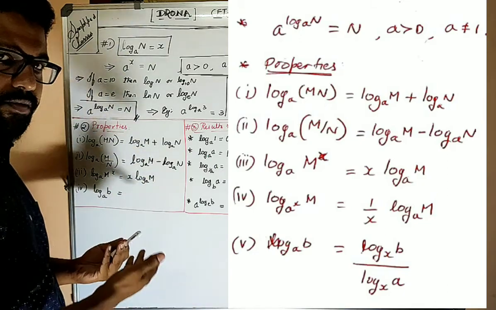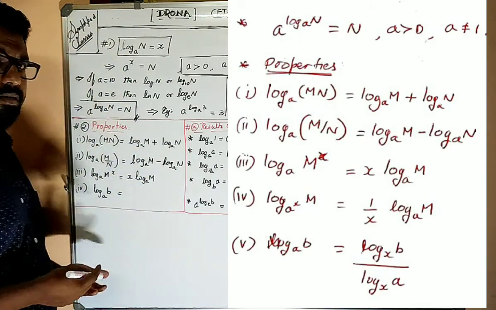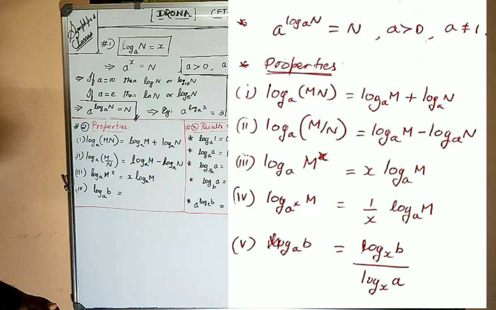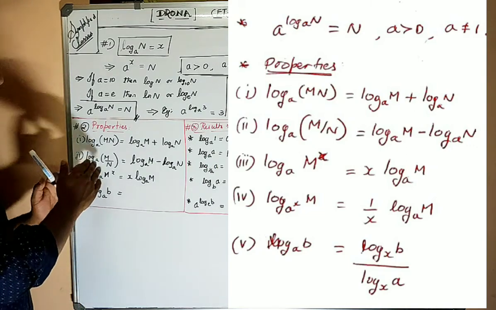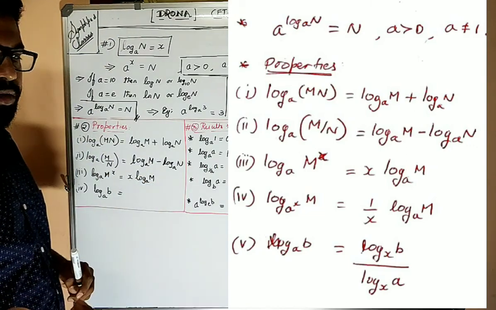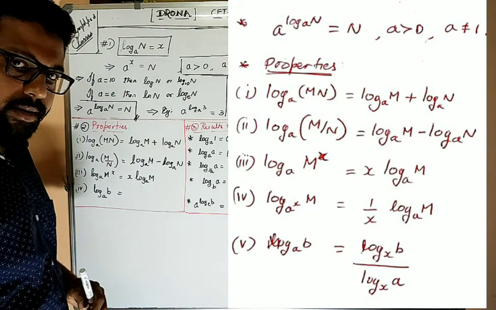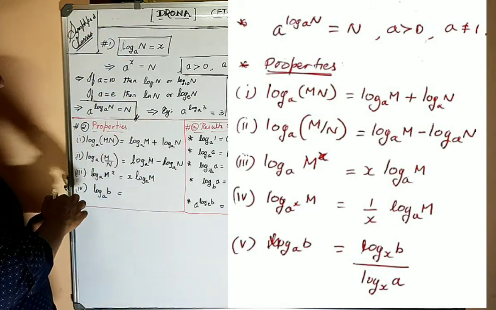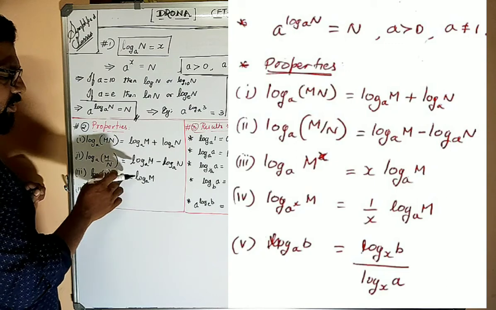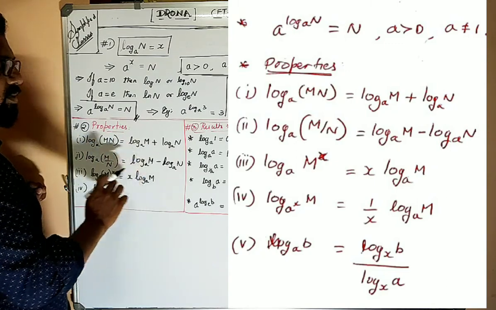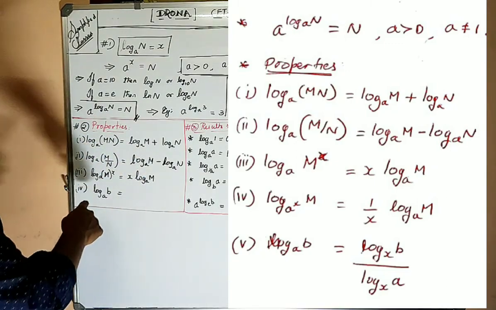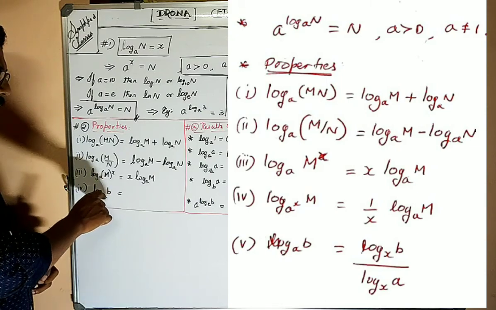You have come across this one again. You have seen it in other topics, maybe differentiation itself. So log of m power 2 is nothing but 2 log m. Clear? So the power will be written outside. Something looks like this, and this x will be written outside, and then it's written as log m. Then log of b base a.